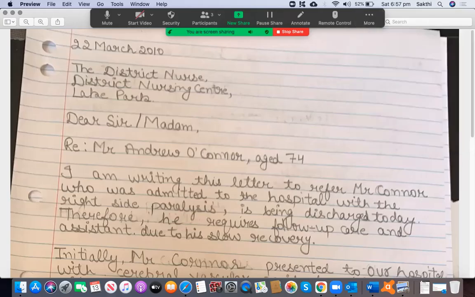I'm going to assess one of my students' letters today. She has written down the date on the top, that is 22 March 2010, which is the date of the letter, that's good. And then she has written down the district nurse, district nursing center, Lake Park, isn't it? Lake Park. Okay, that's good.